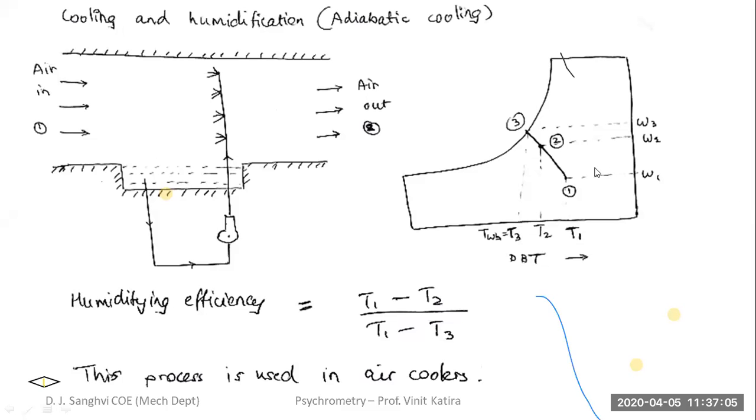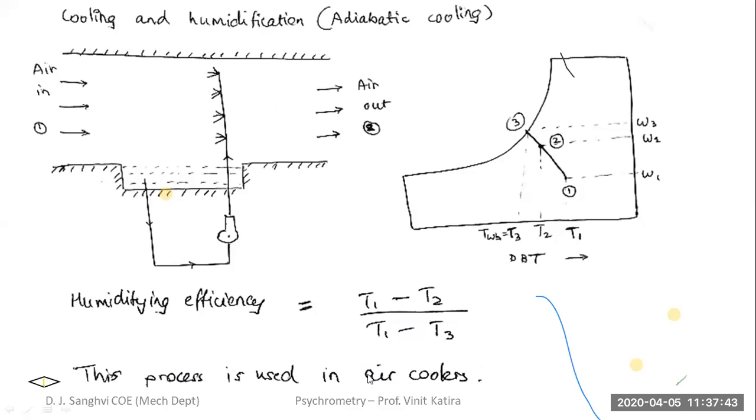In such situations, we simply use a spray of cold water. What this cold water spray is going to do is cause cooling as well as humidification. As and when the air comes in contact with this cold water spray, it is going to get cooled, and at the same time the moisture content is also going to increase. That is going to decrease your dry bulb temperature but increase your humidity levels. This process is also used in air coolers. Now how many have air coolers at home?